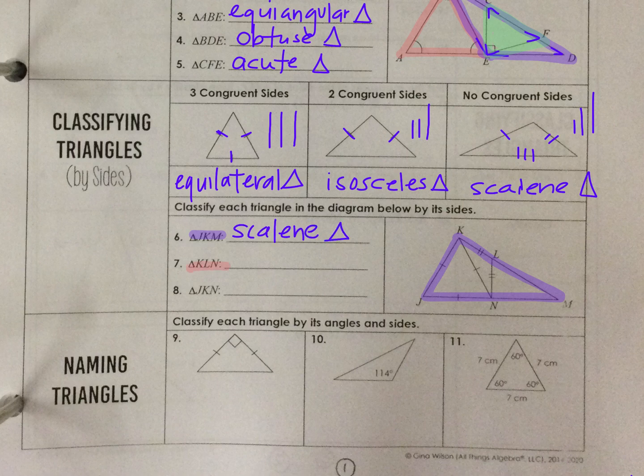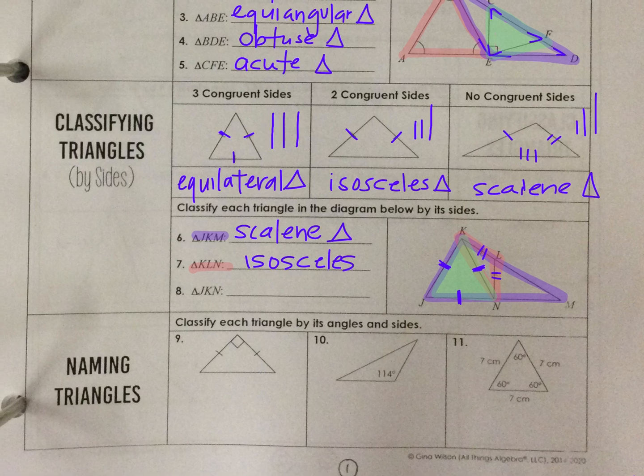So let's do KLN. When I look at this one, I see these 2 and 1. So 2 sides are the same. So this is isosceles. And the last one is JKN. And so this orange triangle, that would be not orange, green. It's got 1 mark, 1 mark, 1 mark. When it has 1 mark, it tells me that it's all the same. So these are equilateral.